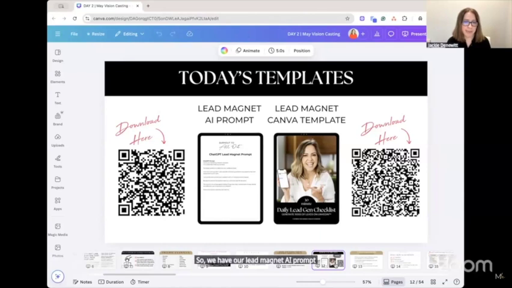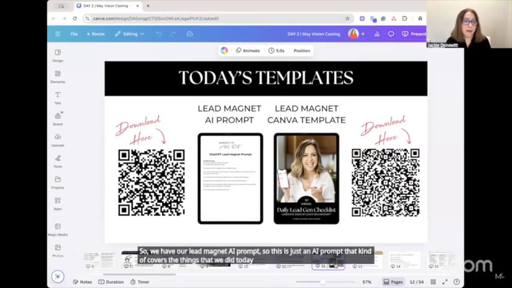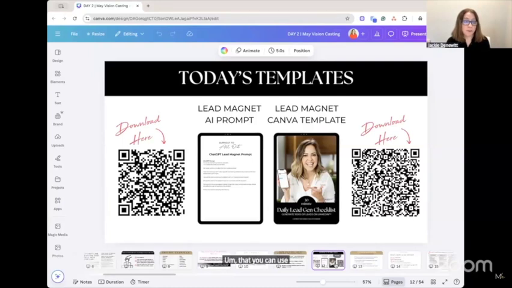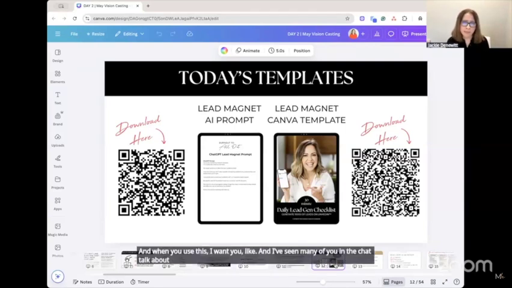So this is just an AI prompt that covers the things that we did today, that you can use to start getting some ideas going with your lead magnet. And when you use this, I've seen many of you in the chat talk about how my lead magnet isn't working, all of those things.